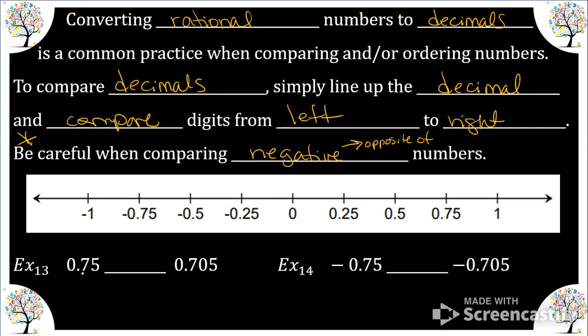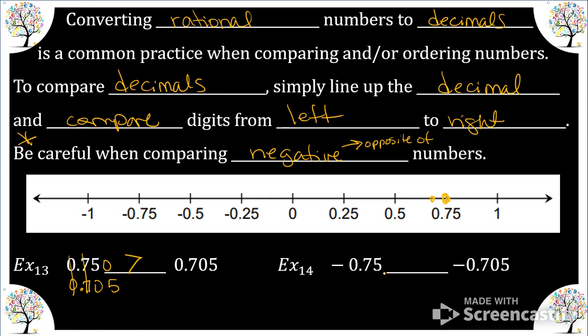But let's get there. So 0.75 compared to 0.705, we're going to line up the digits, and we're going to start from the left and work our way to the right. So our positive zeros are the same. Sevens are the same. Now we have 5 is greater than 0. So we can pause there and say 0.75 is greater than 0.705. And on our number line, this is 0.75. 0.705 is just a little bit to the left. So we know that 0.75 is greater than 0.705.